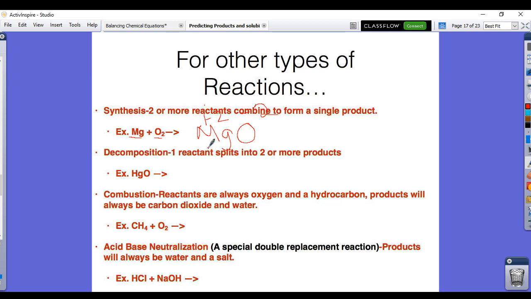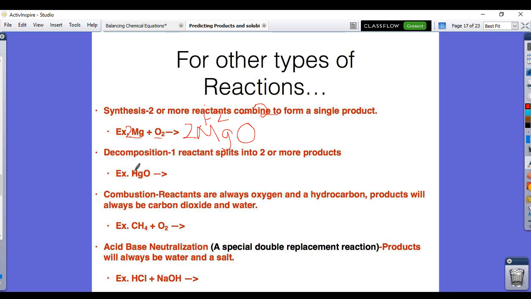Then we're going to balance, and I see that oxygen has 2. This oxygen is 1. So we're going to put a coefficient 2 in front of that, which makes magnesium 2. So now I need to make this magnesium 2. So now we have a balanced synthesis reaction.